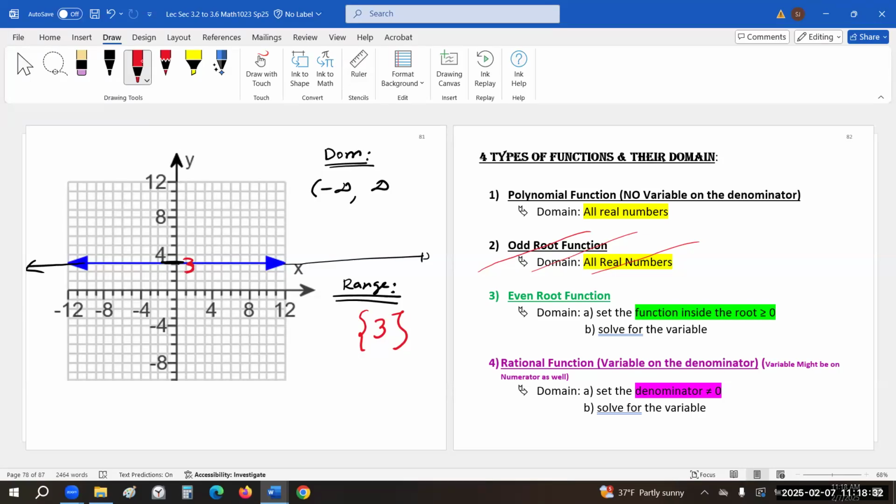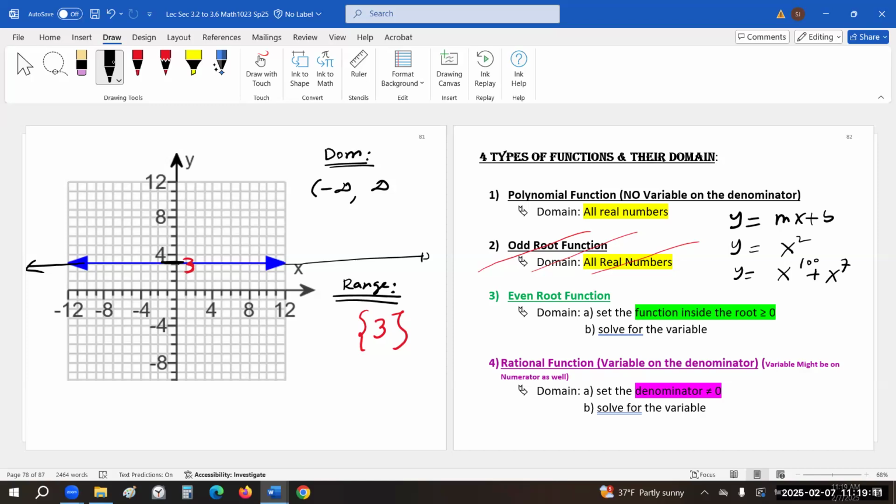Polynomial means anything that doesn't have a negative power or fraction power. So it could be y equals a line, mx plus b. It's a polynomial. You can have y equals x squared. It's a polynomial. You can have y equals x to the 100 plus x to the 7. All of these are polynomials.